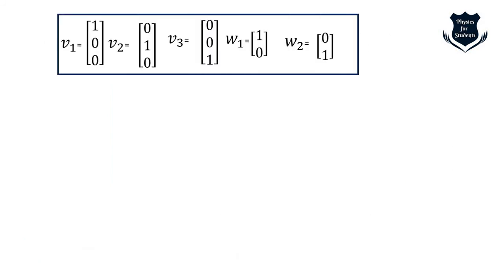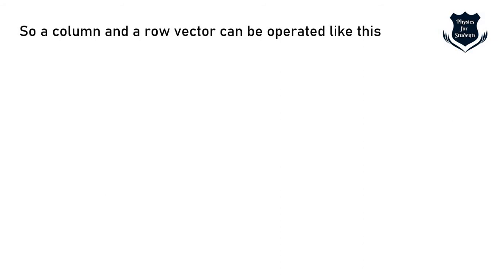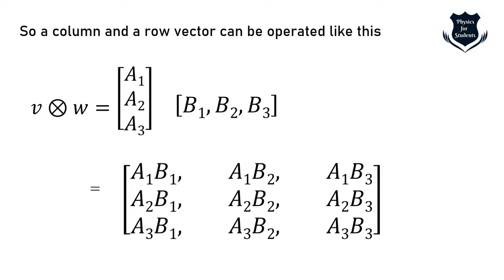Now suppose we take v1, v2, v3 and w1, w2 as this, then what we get is this one. This is just to show you how the product happens. You can take a note, pause, or take a screenshot. So a column and a row vector can be operated on like this. These are just a few examples to make you aware of how the tensor product happens. So a column and a row, v tensor w, with a1, a2, a3 and b1 to b3 goes like this.